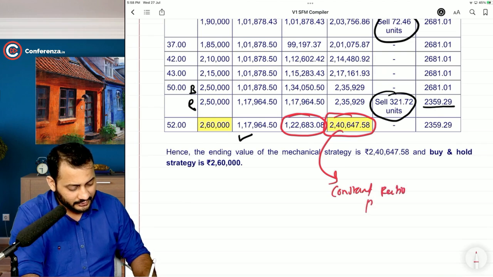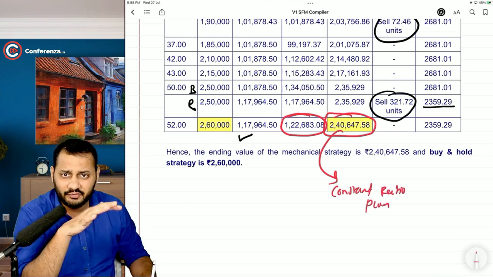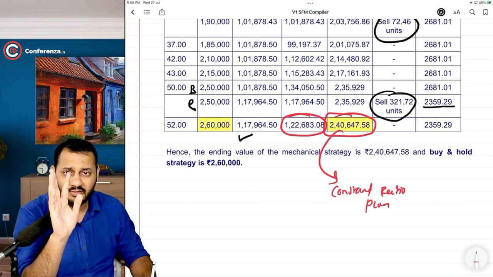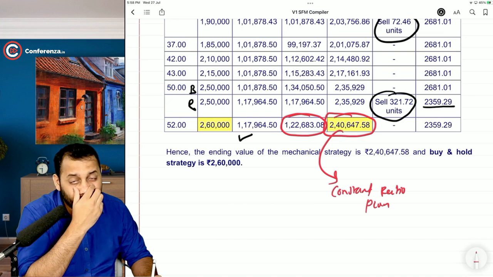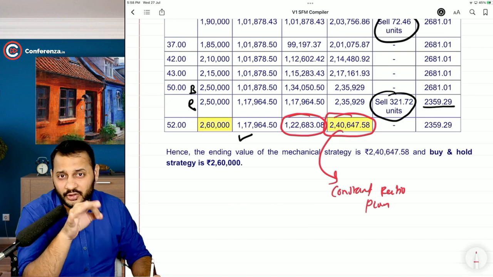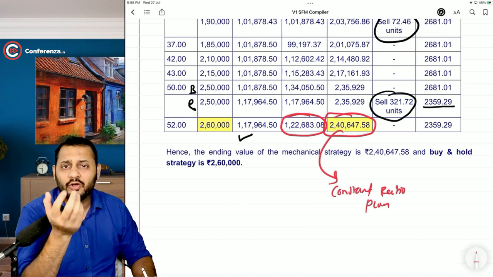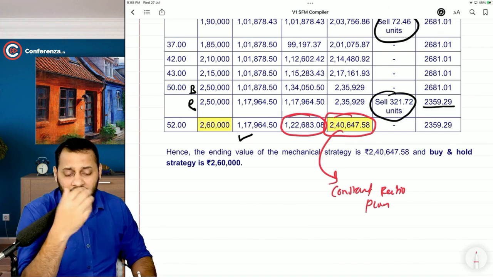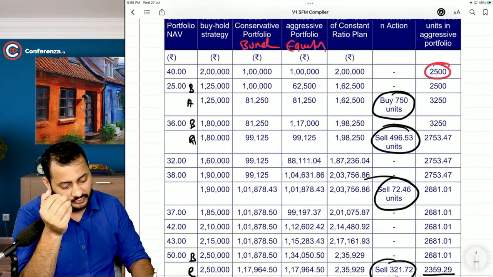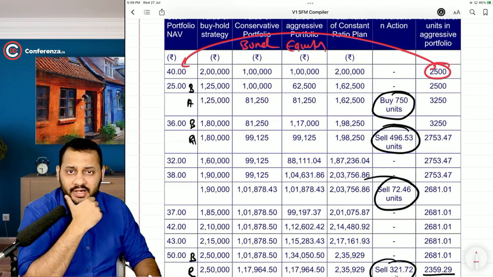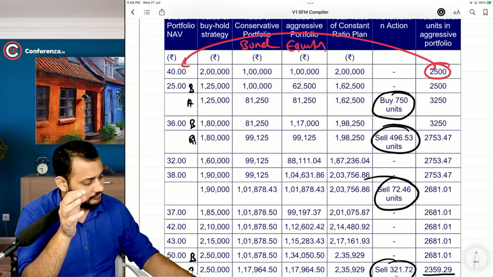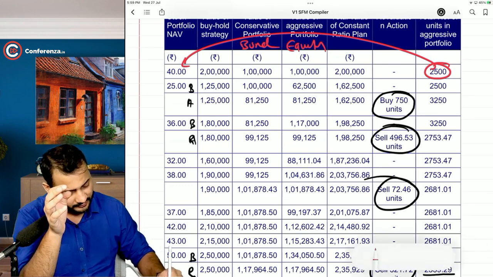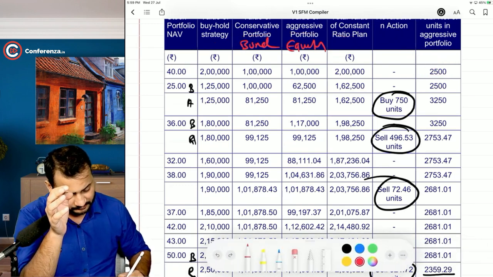Now you tell me one thing. You followed this 50-50 thing for the entire 8 to 9 or 10 days and you have a balance of 2,40,647 in the portfolio. But what if you would have followed a buy and hold policy? At that time you would have purchased 2,500 units at 40 rupees, right? Entirely you might have invested in that 2,500. No, not 2,500. Let me just change the plan.